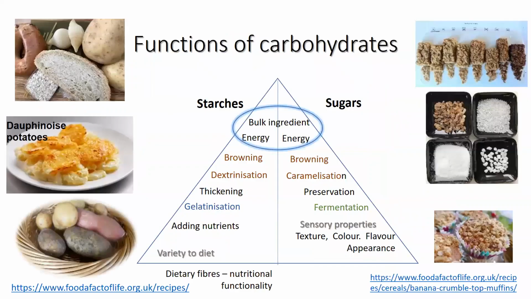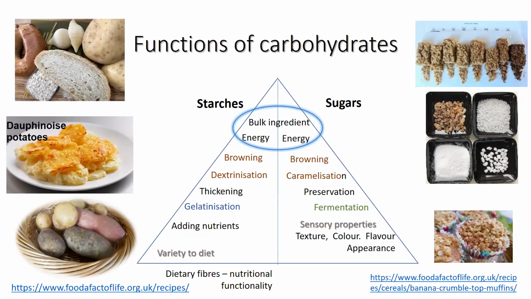If we look at this slide, we've got an overview of the function of carbohydrates. We've got starchy ingredients such as flour, potatoes, rice, pasta and bread on one side of the triangle, and sugars through sugary ingredients such as white and golden and brown sugars. And we can see that they offer a huge variety of functions.